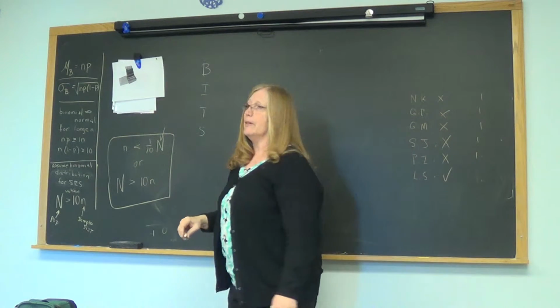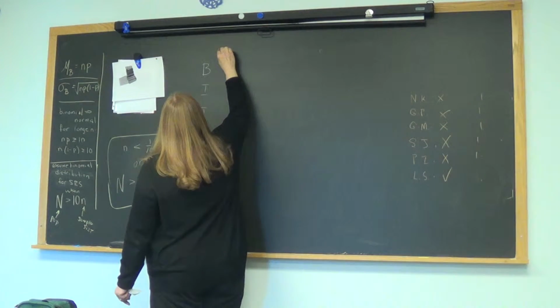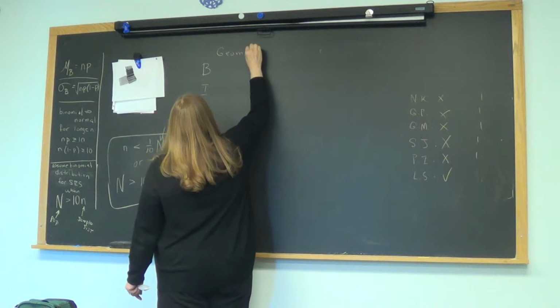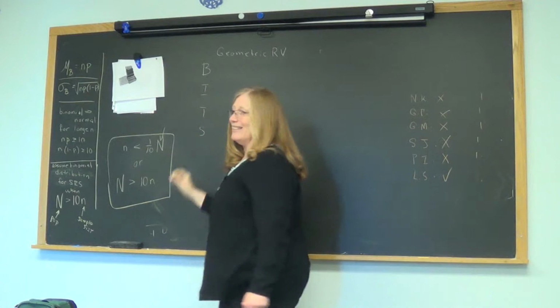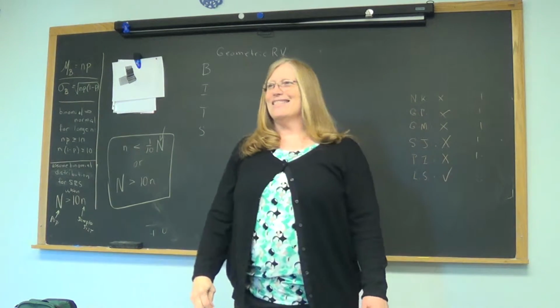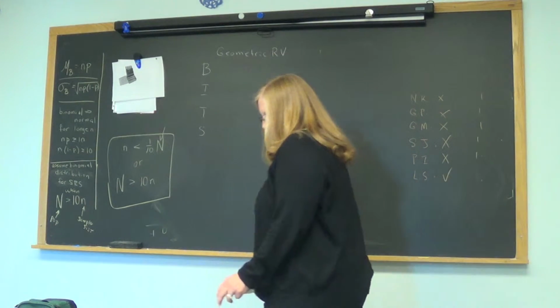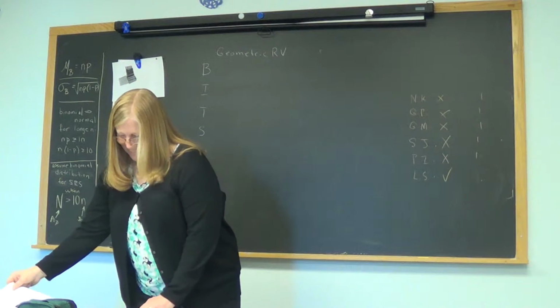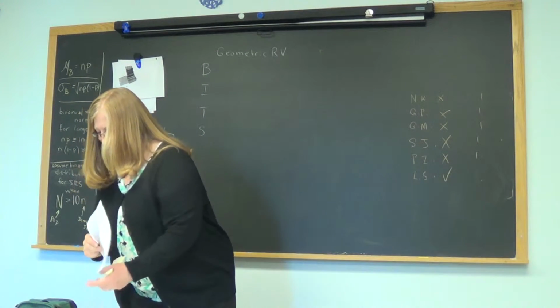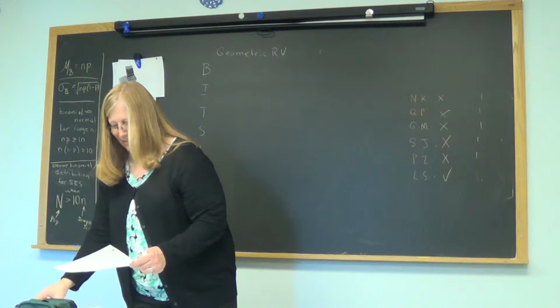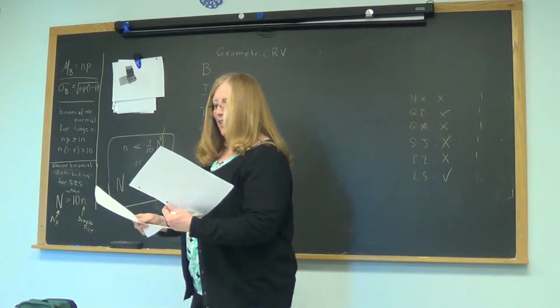It's called a geometric random variable. This is like the same thing as bins. Bins, bits, bits. Geometric random variable. So it's not about a fixed number of things. It's not about a number of trials. It's trials. Alright.